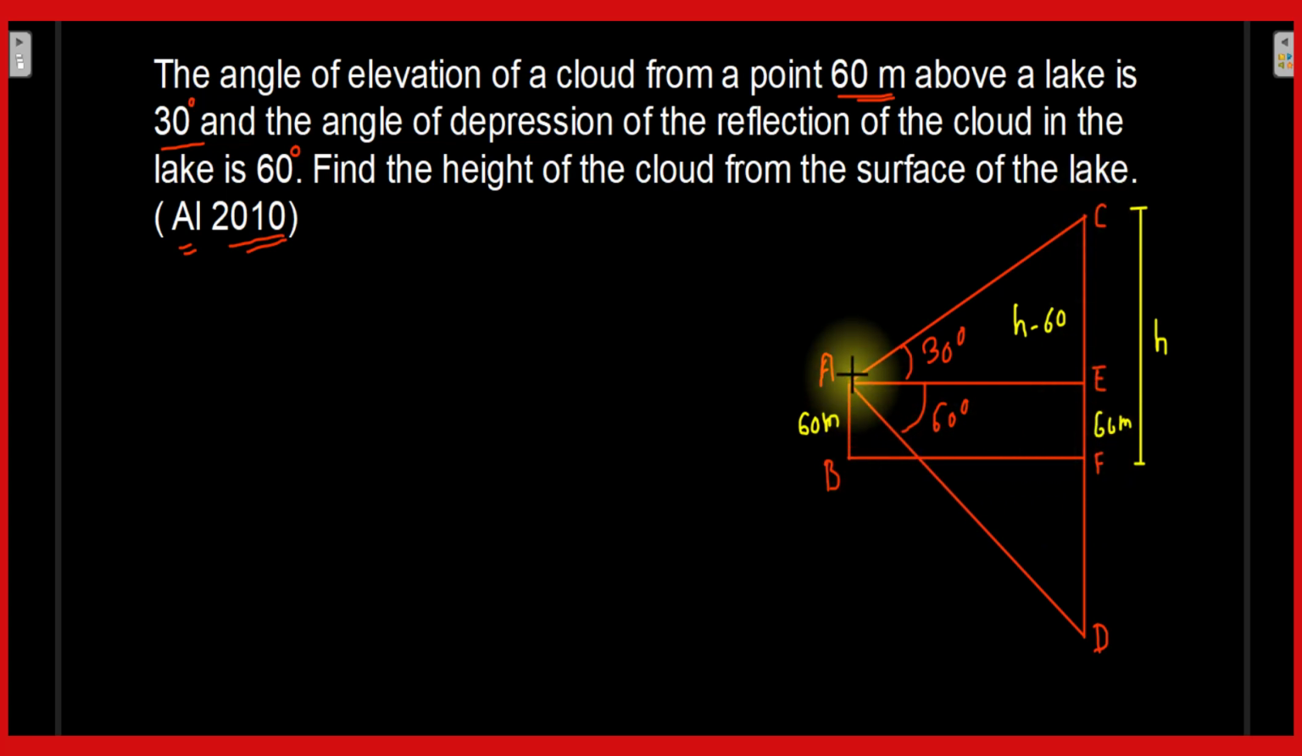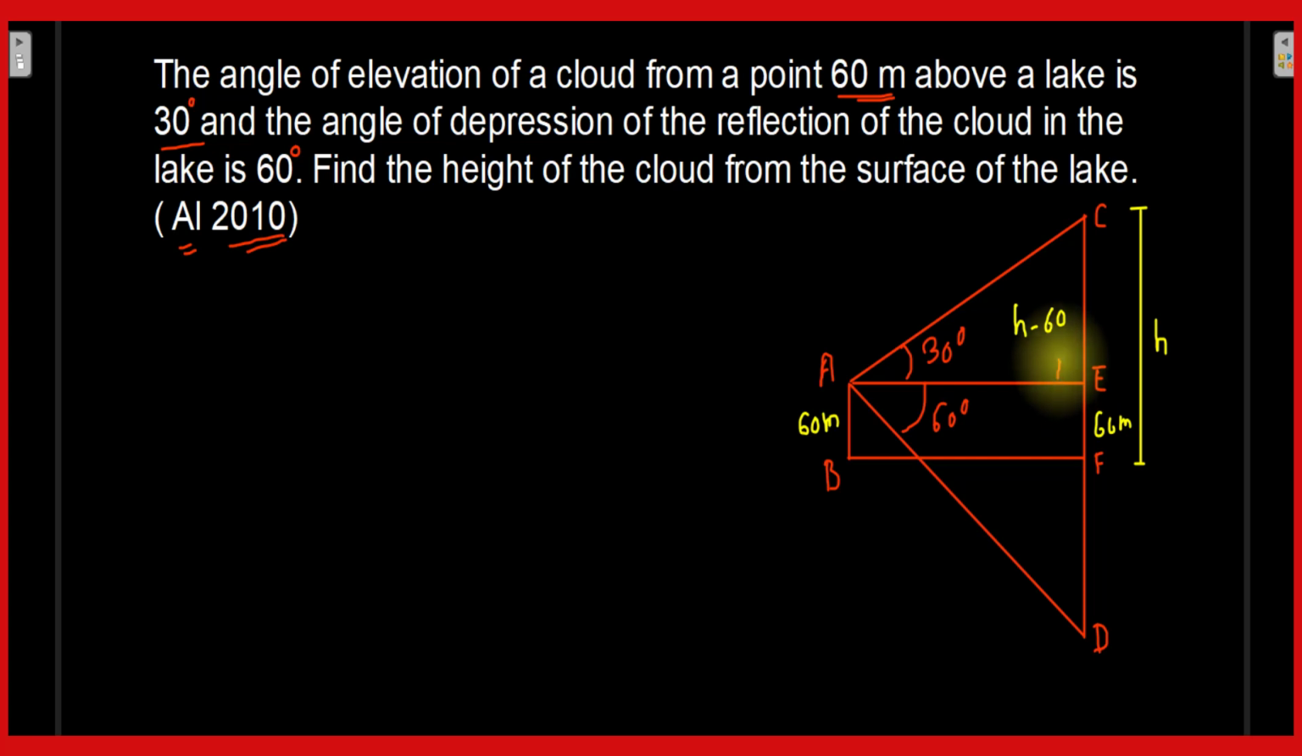Here it is given that AB is 60 meter, so EF will also be 60 meter. Let H be the height of the cloud from the surface of the lake. This is the surface of the lake, and from that the height of the cloud we are taking as H. Out of the total H, this part is 60, and therefore the remaining part CE will be H minus 60. Now friends, first we will take the right angle triangle AEC.